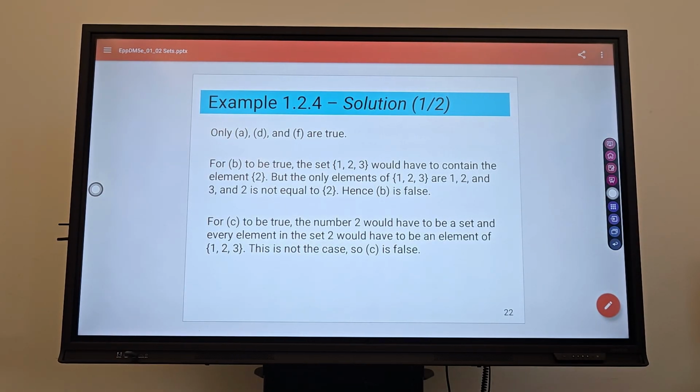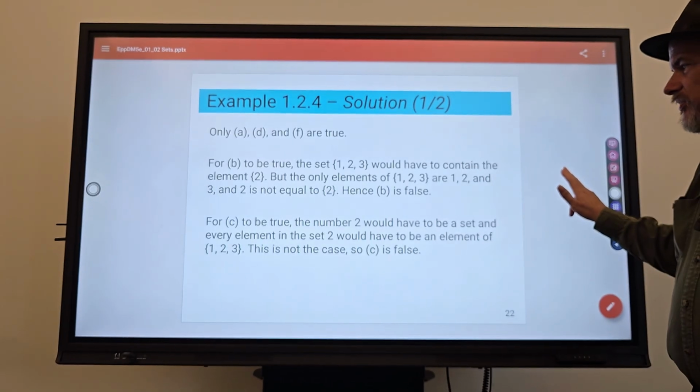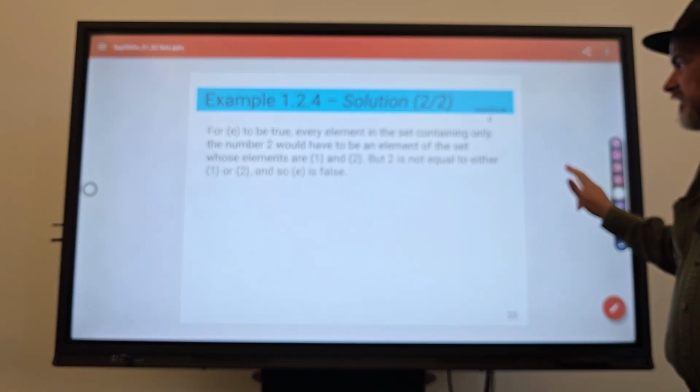So it'll go only A, B, D, and F are true. And they go through each one individually. We already did that.